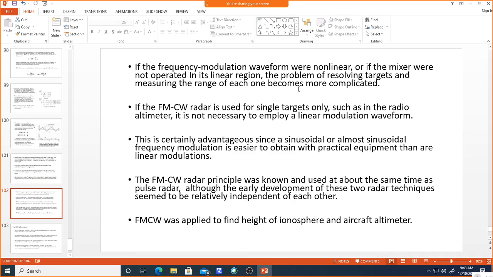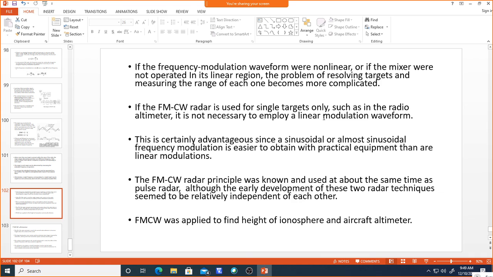Now if the FM modulated waveform were non-linear, or if the mixer were not operated in the linear region, as I said, even the components in the FMCW radar, the diode or the mixer, if they are not in the linear region, then the problem of resolving targets arises, since we are assuming it operates in the linear region. If it goes to the non-linear region, the problem of false detection will increase, and it will be more complicated to measure the range of the target.